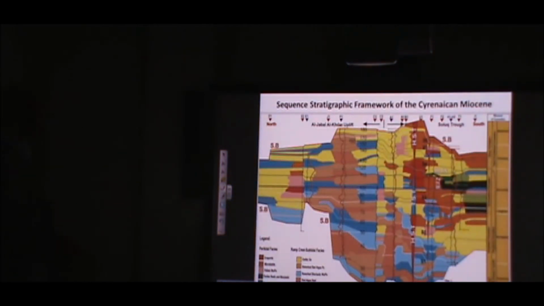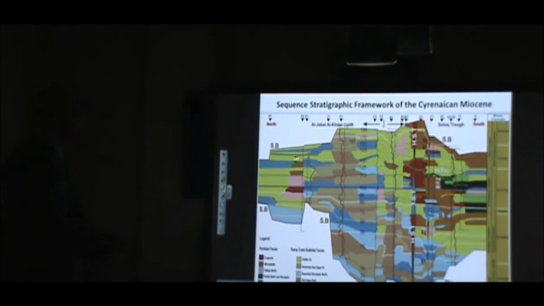This is my sequence stratigraphic framework, the southern part and northern part here. What we note here, this is the sequence boundary, the dashed red line, and here the maximum flooding surface, the dashed green line. So below the dashed red line sequence boundary is the early Miocene, which is the shallowing upward or highstand systems tract of the second order.